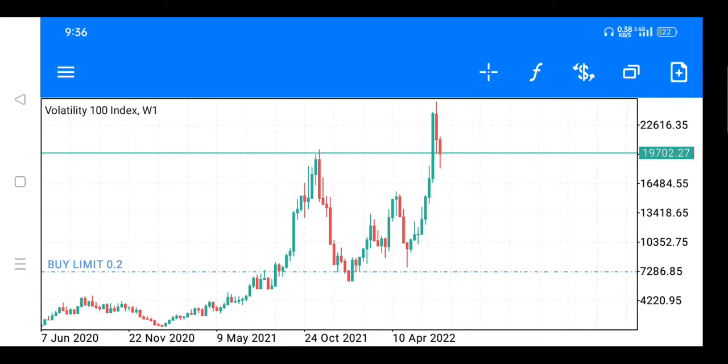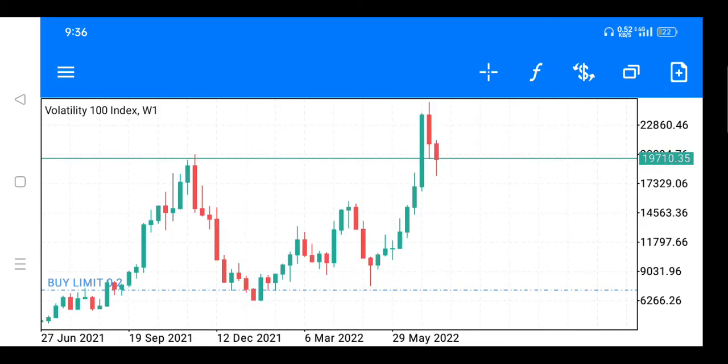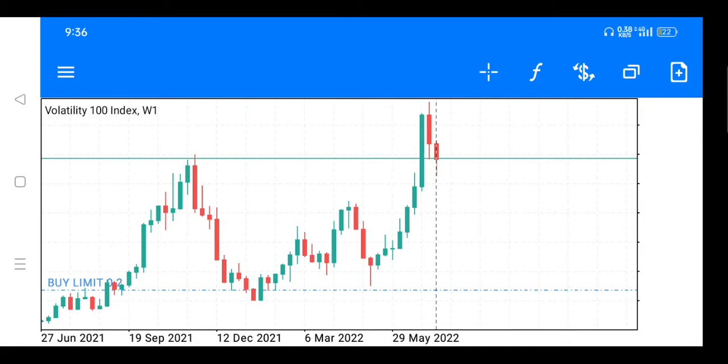Hi guys. So, I had a failed signal, and I wanted to share with you the details of that failed signal. It was on Volatility 100, and I wanted to show you why the signal failed and the next possible entry that was available.